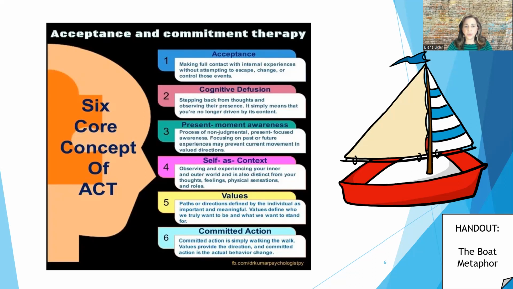Number 5, values. Values are paths or directions defined by the individual as important and meaningful. We all have different values, right? We may share some similar values with other people, but probably no 2 people have exactly the same values to exactly the same degree. So there's individuality and diversity that we as clinicians really need to recognize within our clients. Some of our clients have never heard the word values or have never had a professional or anybody ask them about their values. So this may be really new to them.